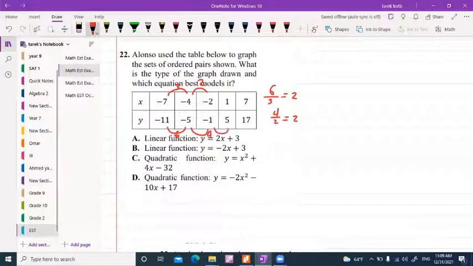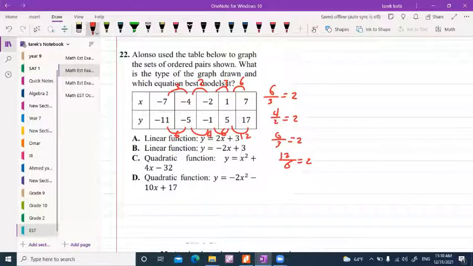Here the difference is 6 up, 3. 6 divided by 3 equals also 2. Last one, the difference is 12 and the difference is 6. 12 divided by 6 equals 2. So the slope is the same here, which is 2. Okay, can I form the equation? So it's linear. Can you form the equation? Yes, y equals mx plus b. m is the slope, which is 2. So 2x plus b.